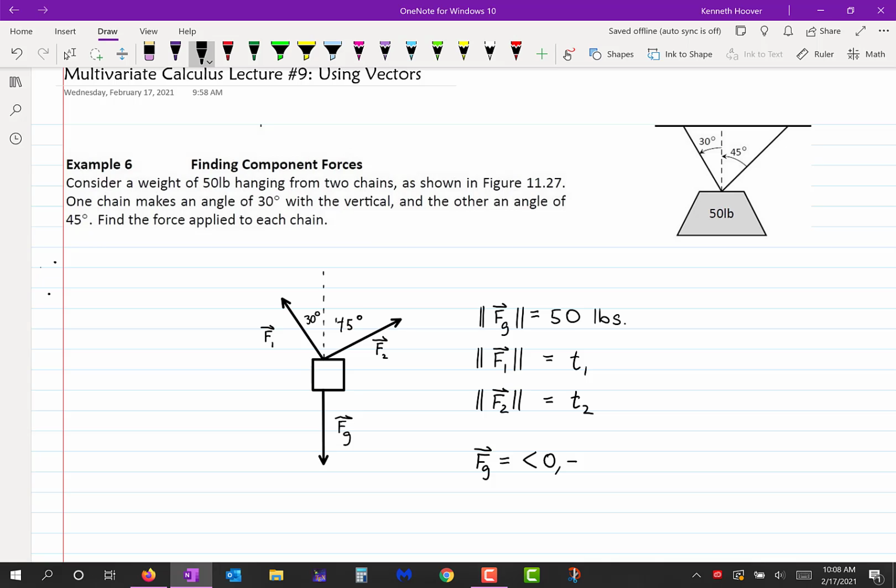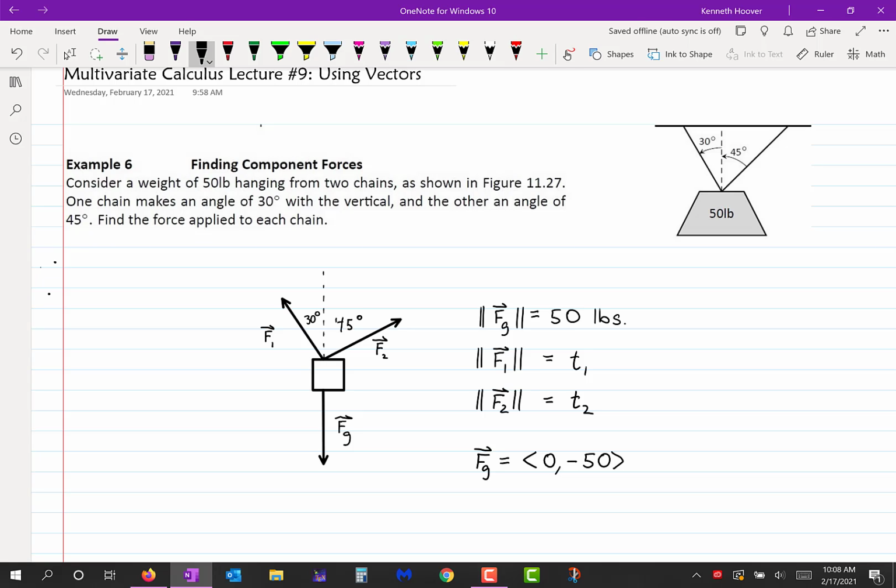Zero, negative 50, right? Because it's pointing straight down with a length of 50. Remember, the magnitude of the force is represented by the length of the arrow. Okay? So that's our downward force.